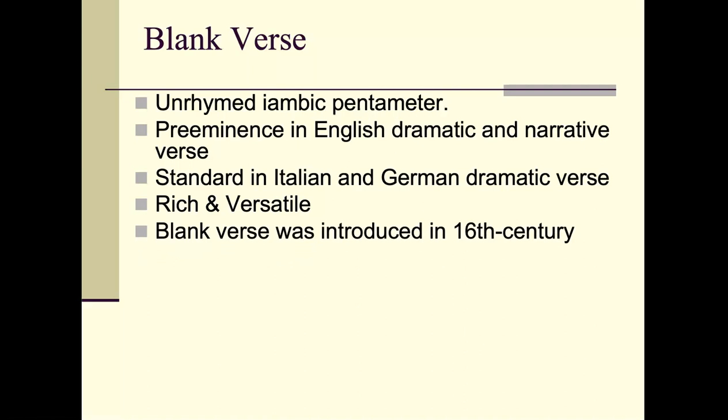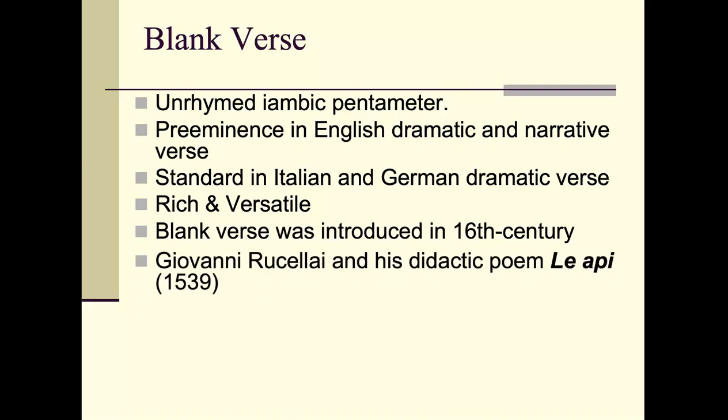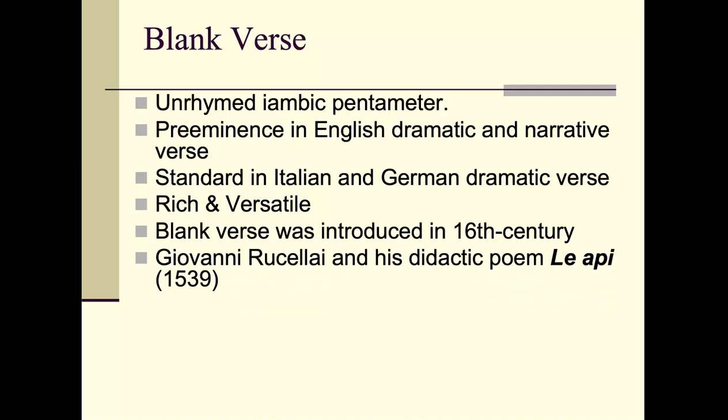Blank verse was adapted from unrhymed Greek and Latin heroic verse, and introduced in 16th century Italy along with other classic meters. Although he's not the first to use blank verse, Giovanni Rucellai used the writing of consecutive unrhymed verse in the didactic poem Le Api. And Rucellai was the first to use the term versi sciolti, which became translated into English as blank verse.